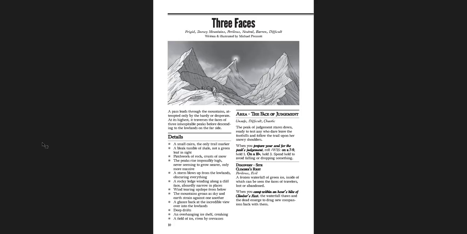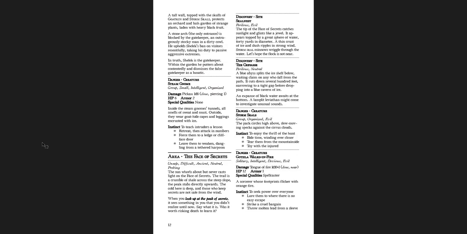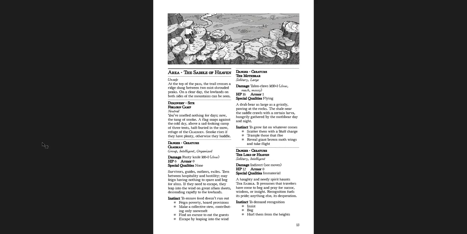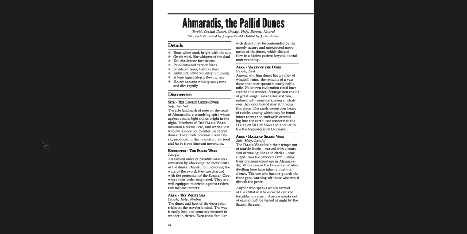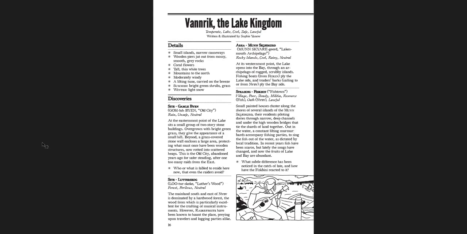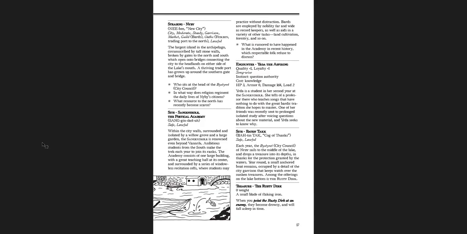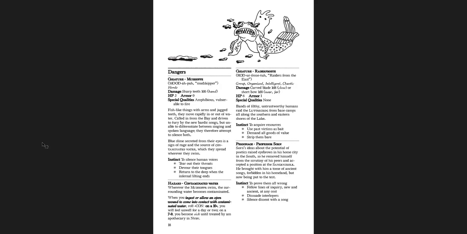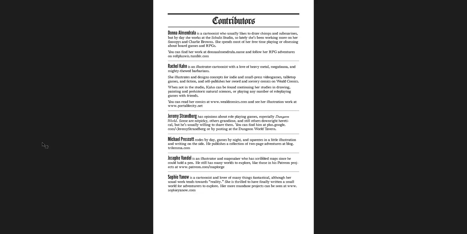Here's Three Faces, which is a mountain, three mountain peaks: the face of judgment, the face of cruelty, and the face of secrets. It's a cool idea with different areas and sites you can find within them. The Pallid Dunes, a torrid coastal desert, unsafe, holy, barren, and neutral, with different sites, much shorter. And then Vaneric, the Lake Kingdom. Again, very short, with some dangers and creatures, contaminated water, and things like that.